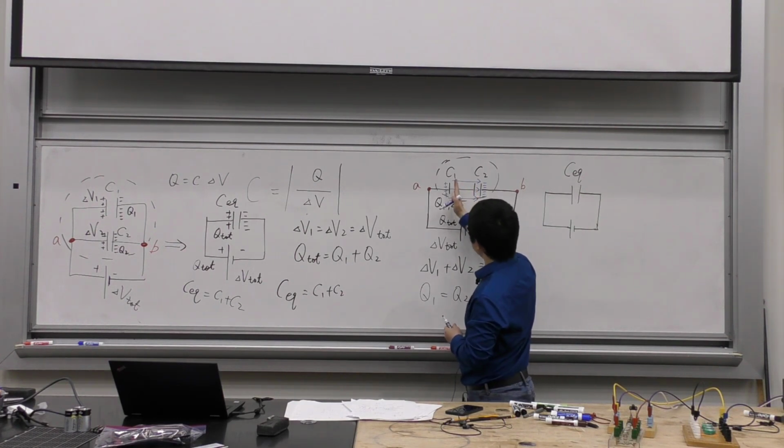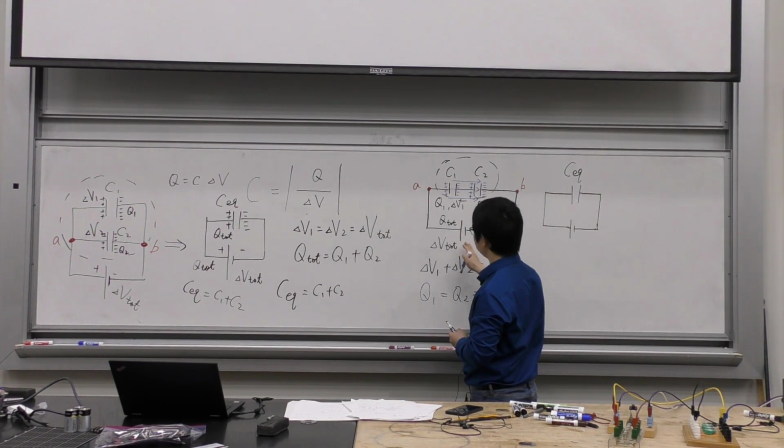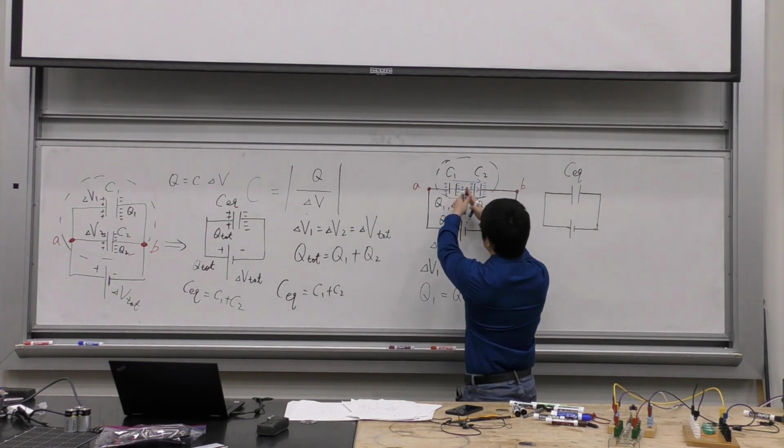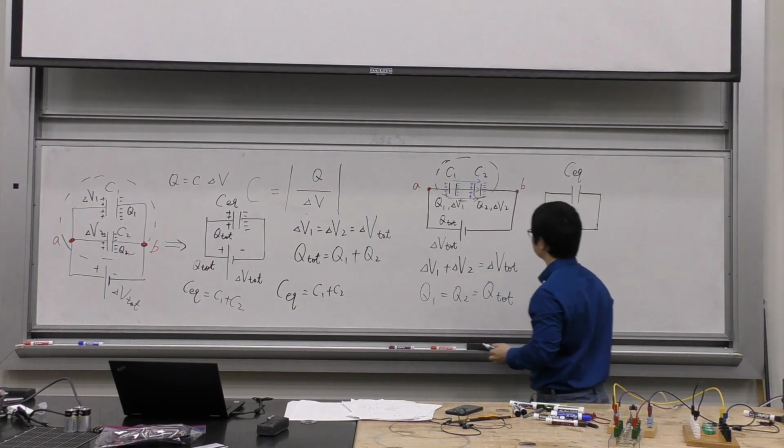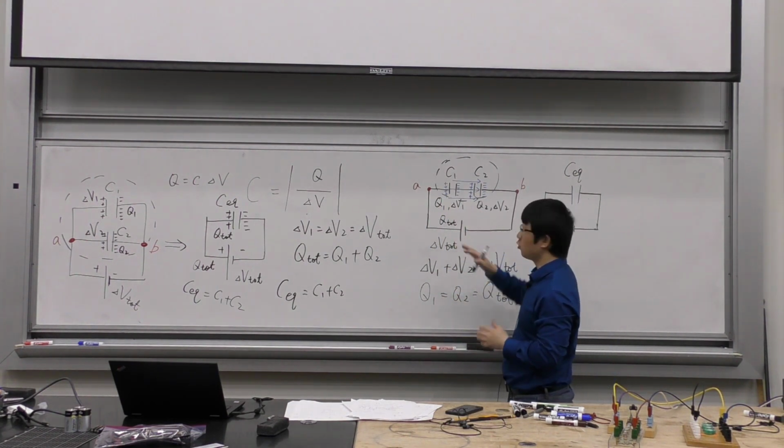So positive charges are going to be pushed in this direction, and negative charges are going to be pushed or attracted in that direction. So at the end, this plate is going to get some negative charge, this plate is going to get some positive charge, okay? But these charges don't come from the battery directly. They are charge separation in this region because they're connected, okay? All right, so that's why Q1, Q2, and Q total should be equal.